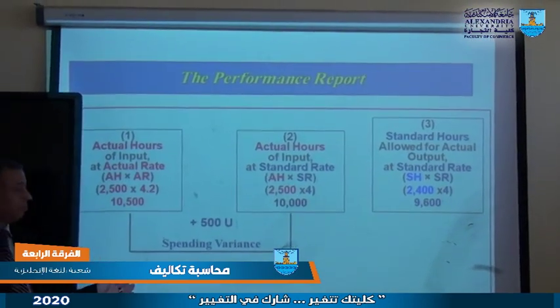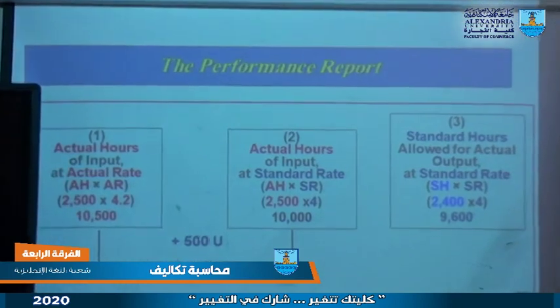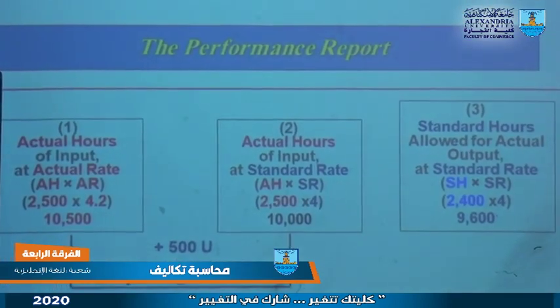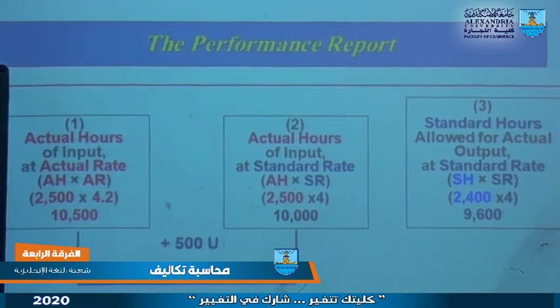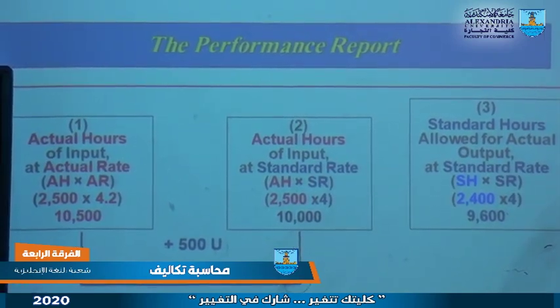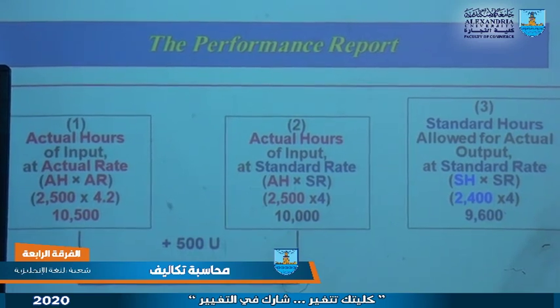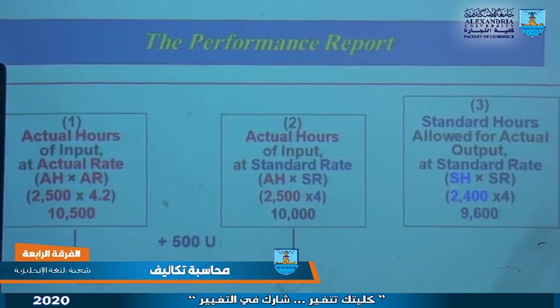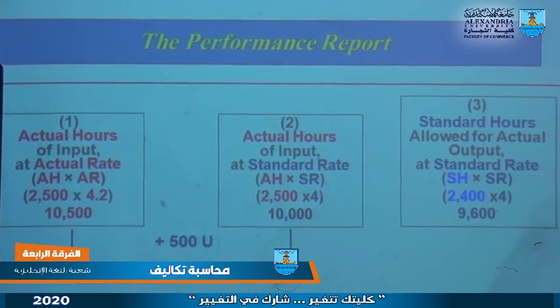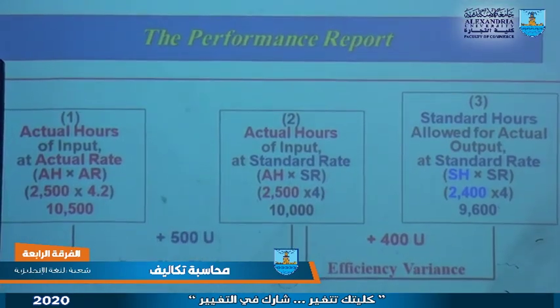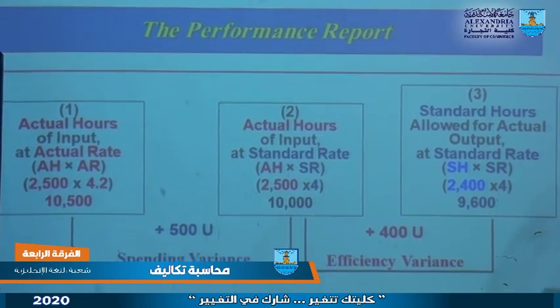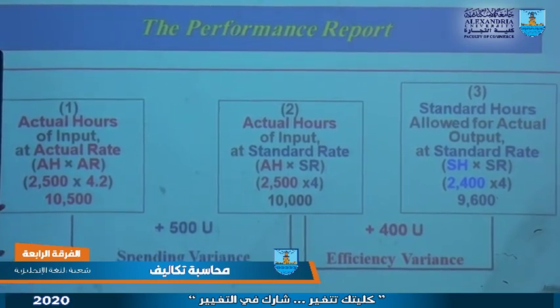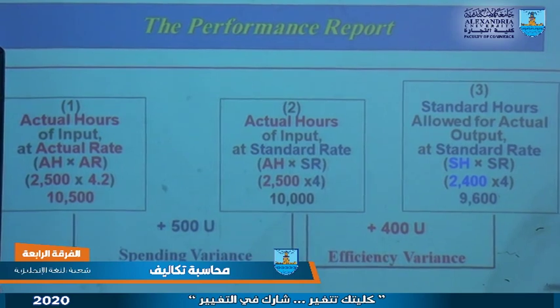Spending variance: 10,500 minus 10,000 will equal positive 500 U, spending. What is the second? The difference between hours, when I speak about variable, like labor, is efficiency variance.